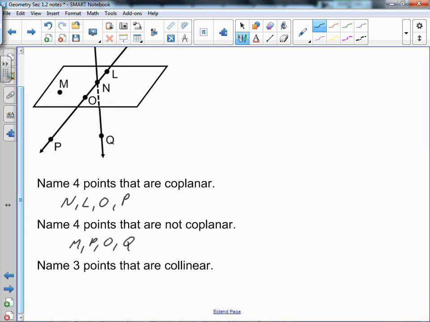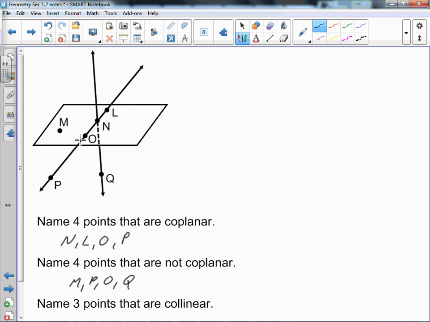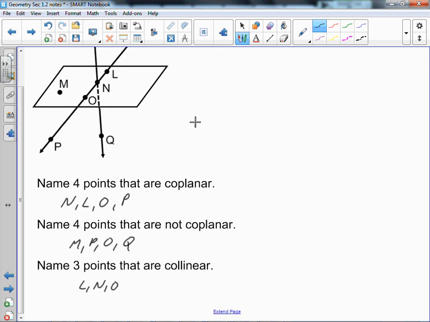And then name 3 points that are collinear. So 3 points on the same line. So we only have one line that has 3 points on it, L, N, O, P, any combination of those 4. So L, N, and O, those would be all collinear points.